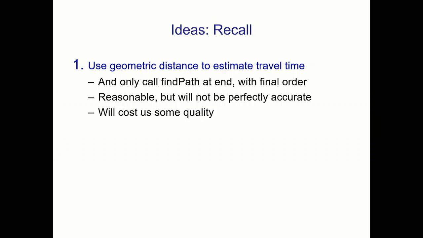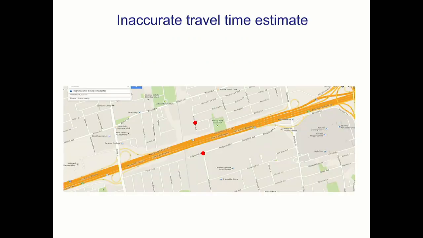So actually relying on just the distance might not be a good idea to estimate which is closest to me. So it might cost us some more quality. So can we find better ways to estimate the travel time? Yeah, this is the example I was talking about.